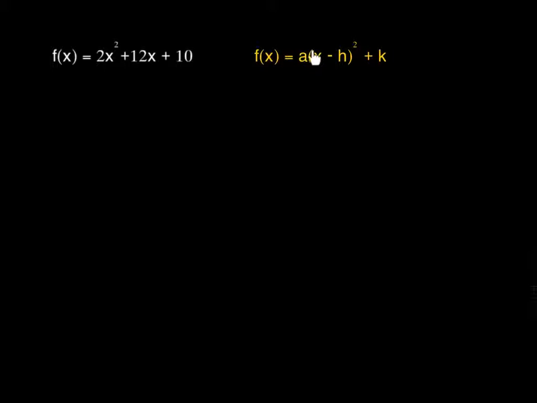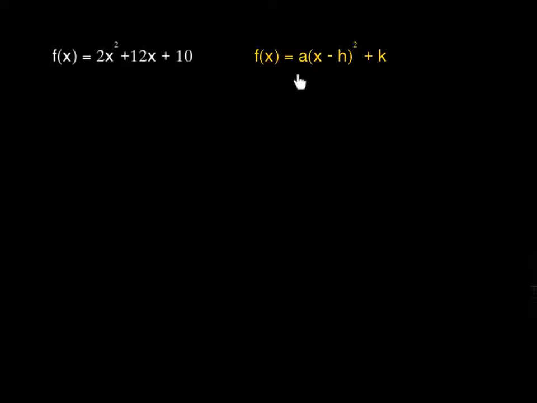So we need our x terms in a perfect square form. The a is the multiplier, and k is our offset for our output. Our vertex, of course, would be h comma k. All right, so we need to take this equation over here and change it, not replace it, but change it so it looks like this.